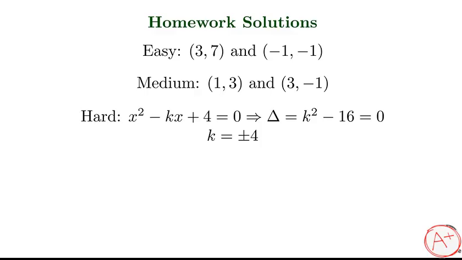For the hard question, substitute kx minus 1 into the quadratic to get x squared minus kx plus 4 equals 0. Since it is a tangent, the discriminant must be 0. This gives k squared minus 16 equals 0, so k is plus or minus 4.